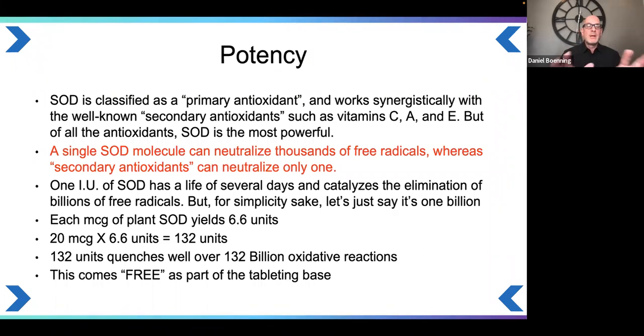Okay? So I don't want to get into all the numbers here, but 1 IU of SOD has a life of several days and catalyzes the elimination of billions of free radicals. This is the SOD and catalase. This is the Dismuzyme product as a standalone. So 20 micrograms, which is on a lot of our tablets, is 6.6 units or 132 units total. 132 units quenches over 132 billion oxidative reactions, and that's free as our tableting base. So the zinc again, the lithium, the list goes on. You can look in the catalog, you can look at the products you currently have on your shelves and say, wow, there's the SOD catalase Daniel just talked about.